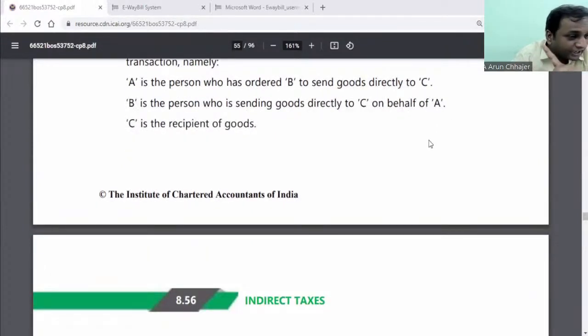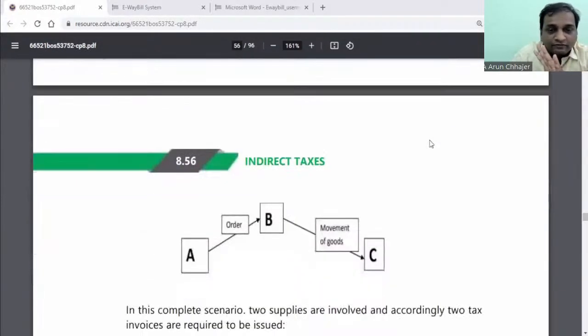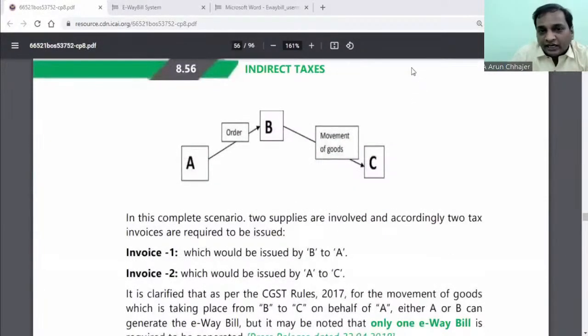Sir, movement of the goods from one transporter to another. Yes, there is one exception, Vivek. Just wait for some time. We will discuss that part also. Now we are talking about the bill to ship to model.